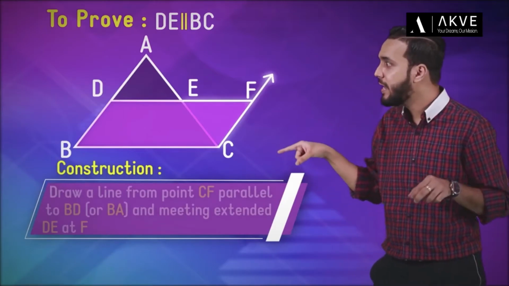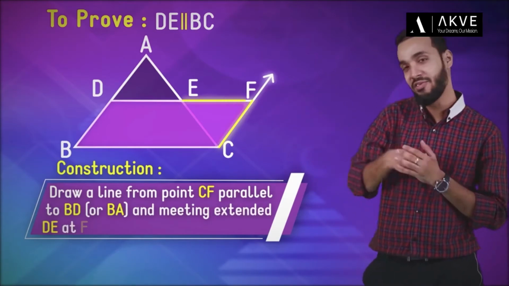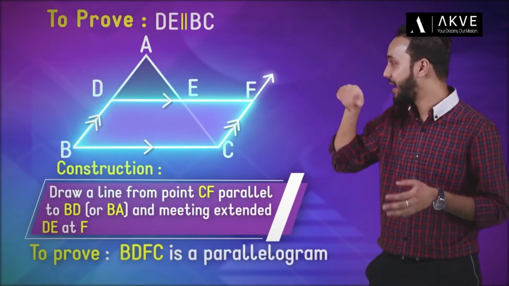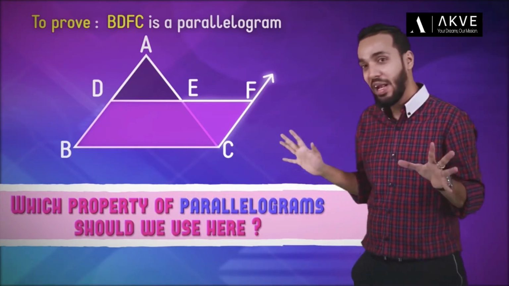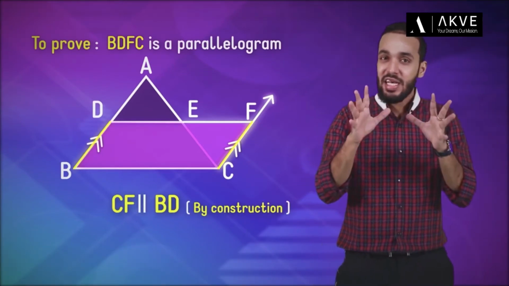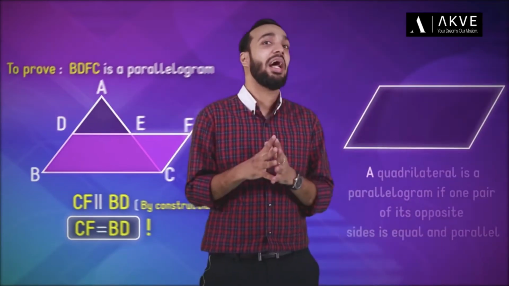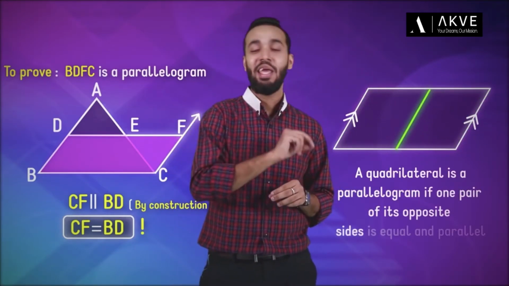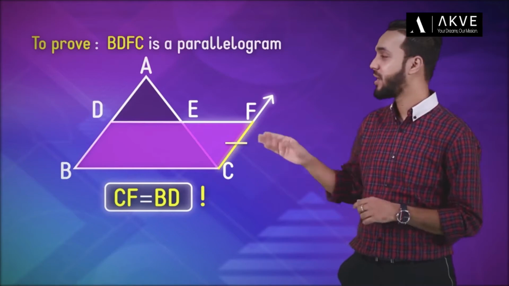We basically constructed CF parallel to BD or BA meeting extended DE at F, and our attempt is to try and prove that BDFC is a parallelogram. So, which property of parallelogram should we use here? Well, by construction itself, CF is parallel to BD. So, we just need to prove that CF is equal to BD. Remember the condition? A quadrilateral is a parallelogram if one pair of its opposite sides is equal and parallel. So, we should just try to prove that CF is equal to BD.